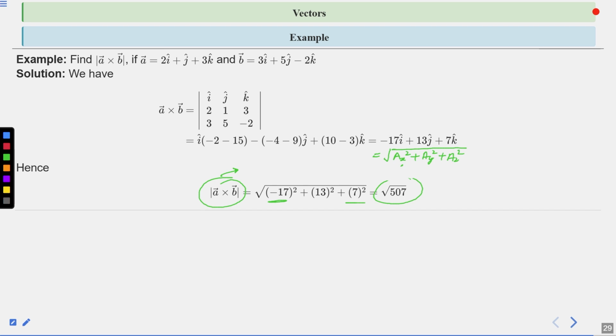So this is all about the cross product of two vectors.